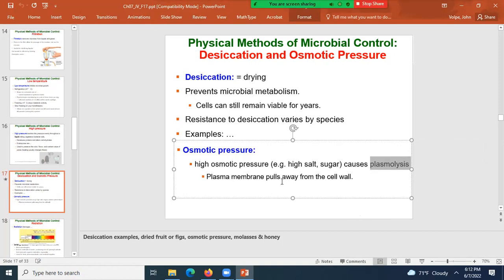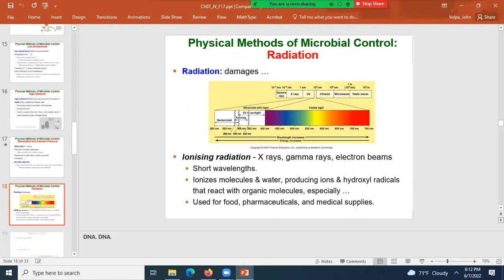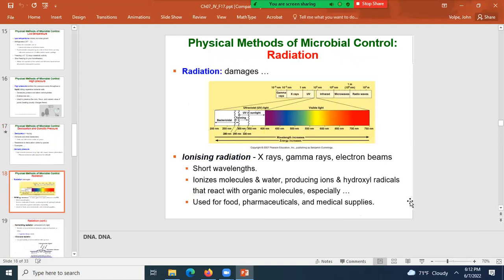All right, any question about desiccation and osmotic pressure? If not, let's move to the physical methods for controlling microbial growth. The physical methods tend to use radiation. Radiation damages DNA. There are 2 types of radiation: ionizing radiation, and then UV light, which is called non-ionizing radiation.